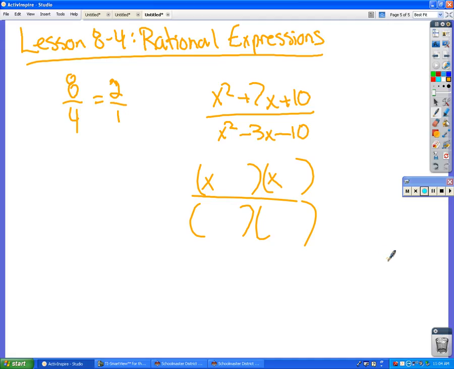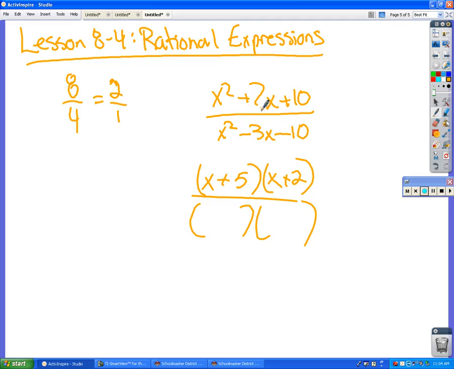Plus 2, plus 5. Because I need to get an x squared, so x times x is x squared. So I need two numbers that multiply together to give me 10 and add together to give me 7, and that's going to be x plus 5 and x plus 2. They multiply to this number right here, and add to that number right there.